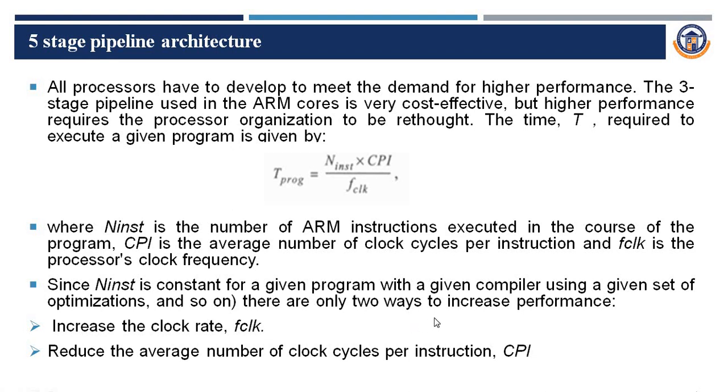How to improve the processor performance? How to reduce the time taken by the processor? Reduce the number of instructions in a program, increase F clock, and reduce CPI. So reduce the average number of clock cycles per instruction and increase the clock rate.